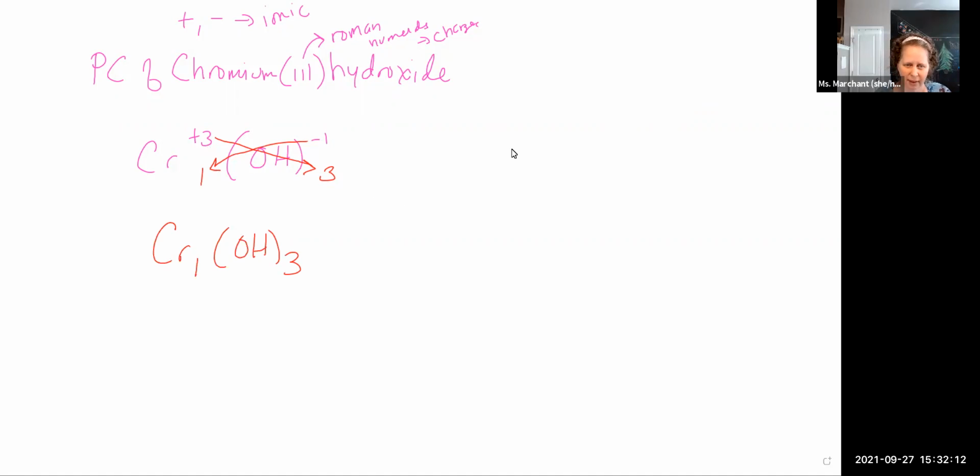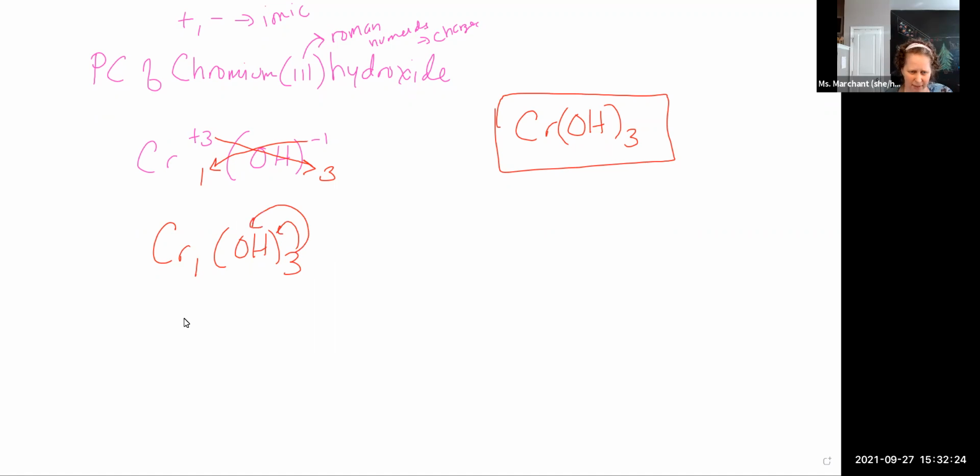problem is wrong. Now, the official answer for the formula is Cr(OH)3. But since I want to do percent composition, I'm actually going to get rid of my parentheses. So I'm going to distribute: Cr1, O3, H3. What do I need to find first? Molar mass. I have 1 chromium, 3 oxygens, 3 hydrogens.